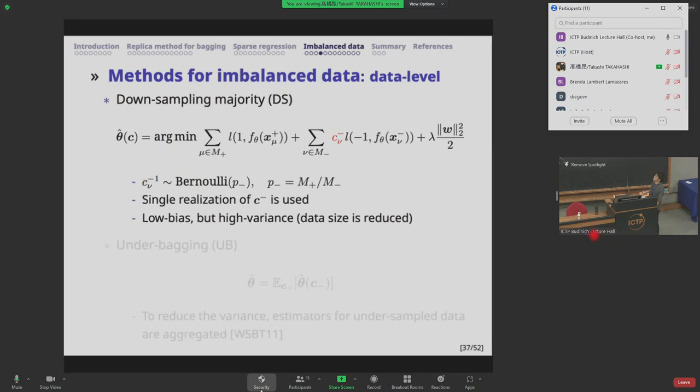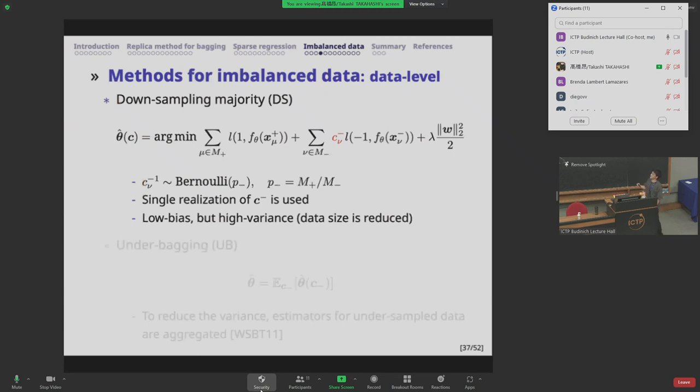The first type of method is at the data level. Among them, downsampling is, I think, the most popular way. In this case, we minimize this kind of cost function. The data points in the majority class are downsampled, which is represented by this C nu. The key point is that for the minority class, resampling is not used.